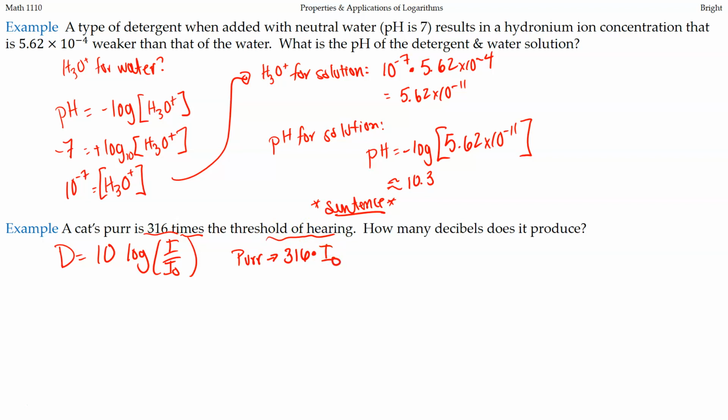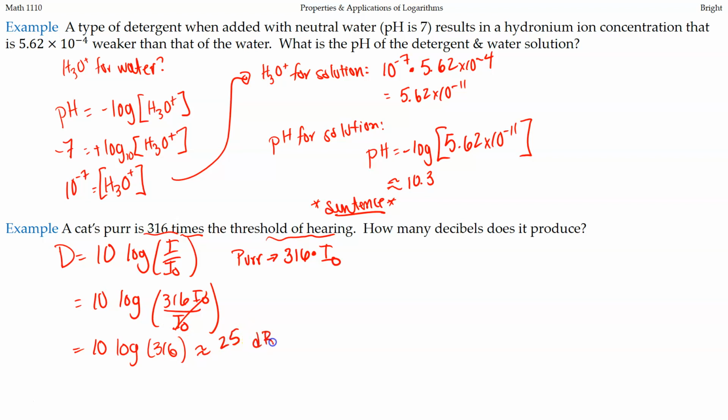So then there really isn't that much to do. You put this in, so 10 log of 316 I naught over I naught, and voila, those cancel out, so you end up with 10 log 316. Then again, going to your calculator, 10 times log 316, it helps to hit the right buttons, and I get approximately 25-ish decibels. And then I would just conclude in a sentence.